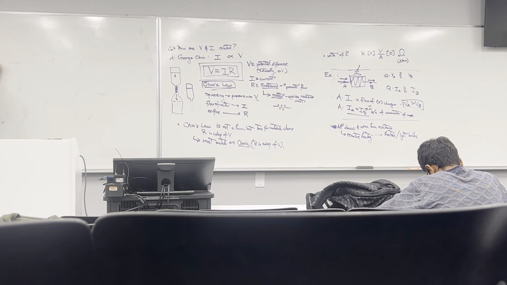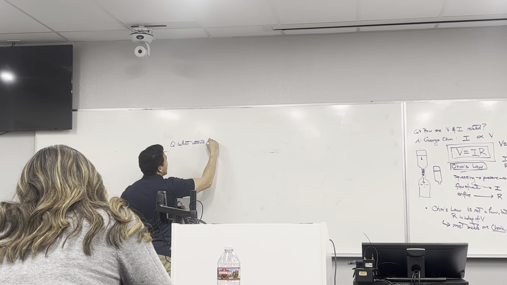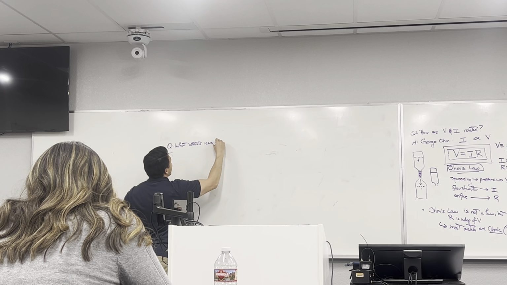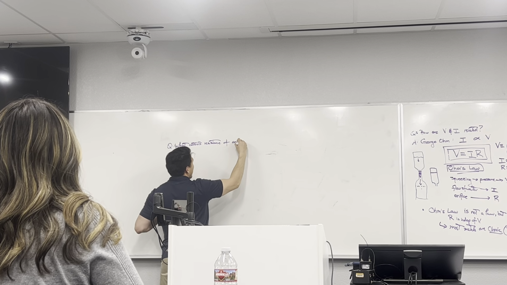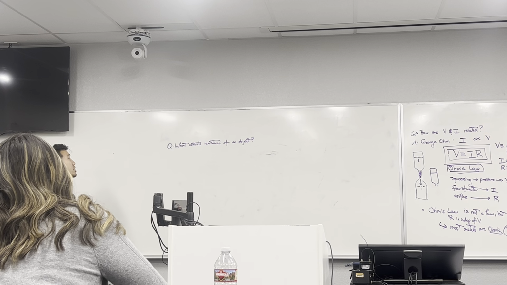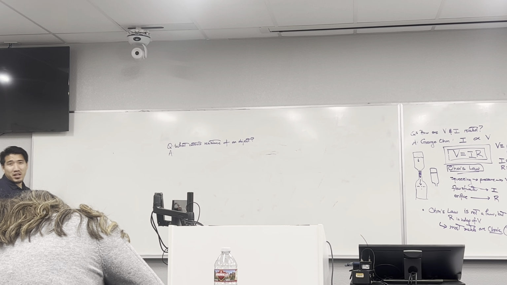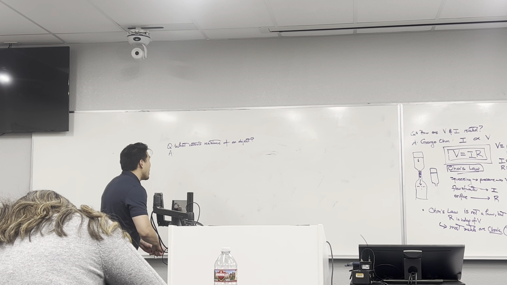But this should lead us to ask the question, what determines the resistance of an object? Or what controls the resistance of an object? Not everything has the same resistance value, so we need to understand exactly what the parameters are in determining what resistance value an object has.